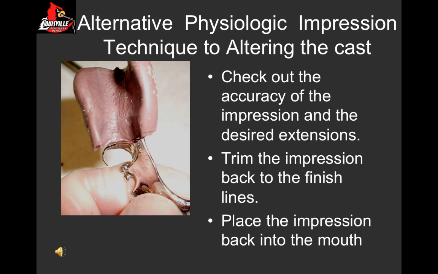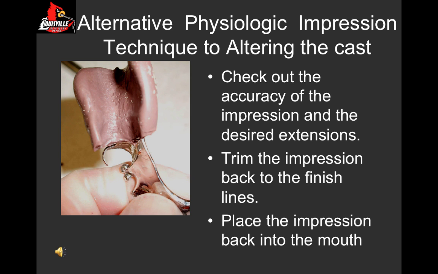There is an alternative physiologic impression technique to altering the cast. What you would do is take your impression in the tray that you've created at the extension base end of your partial denture framework, and you can trim it back after you take that impression. Trim back the impression to the finish lines. Then check the accuracy of the impression in the desired extensions by placing it back into the mouth and pushing on the posterior areas to make sure you're not getting any rocking.